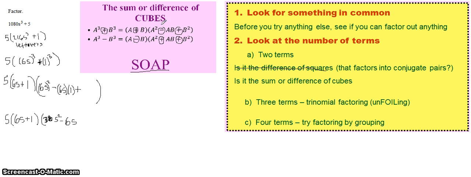And then the last spot here we have our B squared. Well, B is 1, so we need to square that. 1 squared turns out to be just 1 in this case. Hopefully you can see that. This would be my final factored form for the sum of cubes.